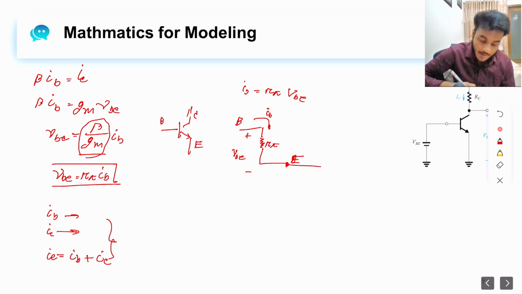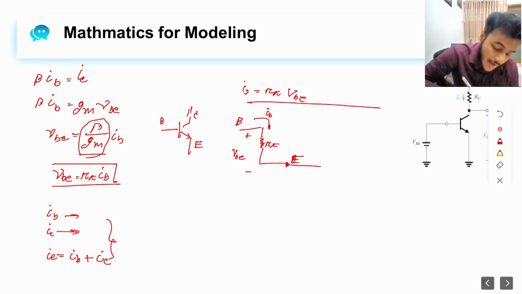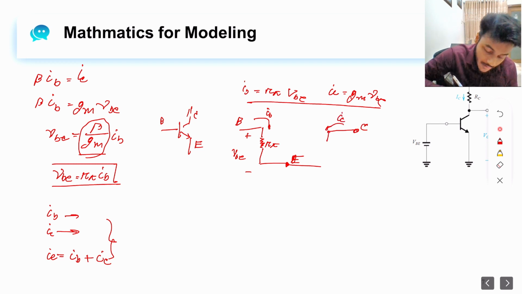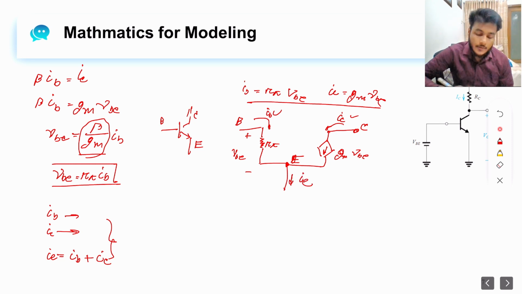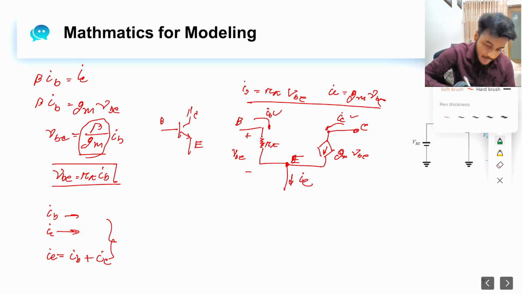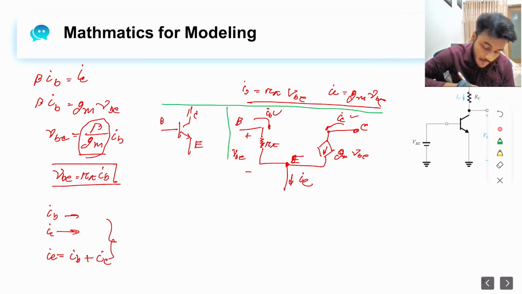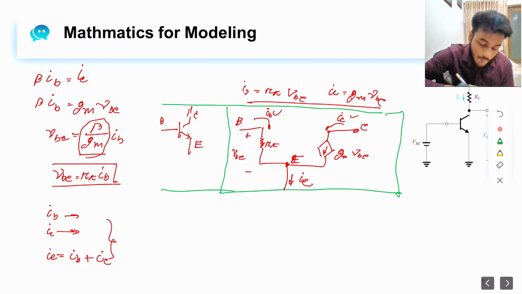Okay, now similarly from previous analysis we had IC equal GM VBE. So if this is the C node and this is IC, then we can replace this branch with a voltage controlled current source with the value of GM VBE. Then we have IC, IB, and IE. So we can clearly see that we have represented our BJT with an equivalent model when the input is a small signal. This equivalent model does not have any nonlinear characteristics, so it can be used for complex analysis.